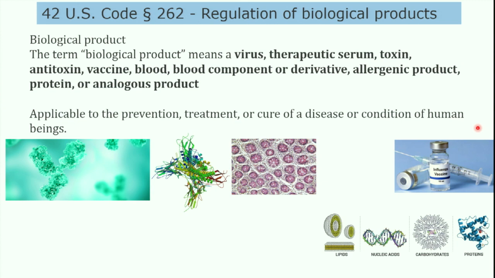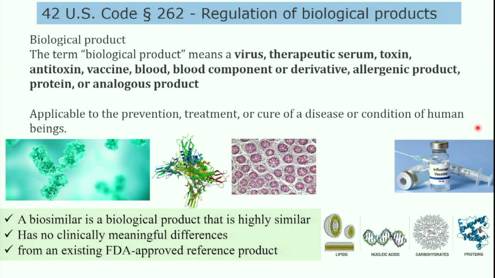So, what are biologics or biological products? If you look at the textbook definition of the term biological product, it means anything like a virus, therapeutic serum, toxin, antitoxin, vaccine, blood component derivatives, allergic product, protein or analog. Whatever comes from living sources can be broadly classified as a biologic. It can be a small peptide based drug or a big protein based drug or a whole virus. Many of these are classified as biologics.